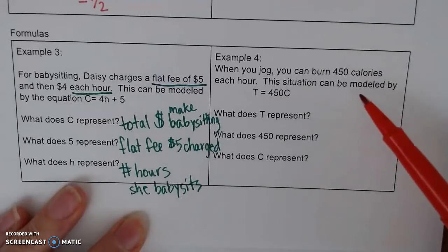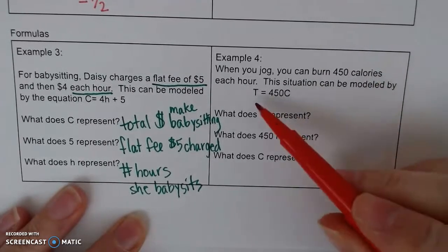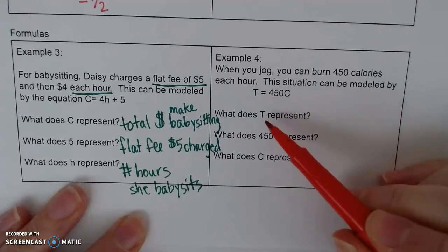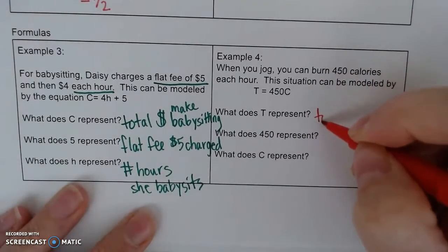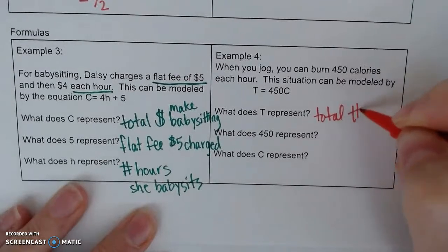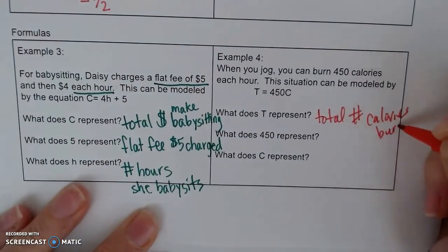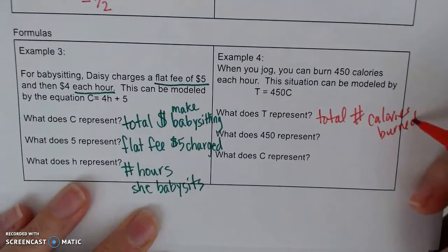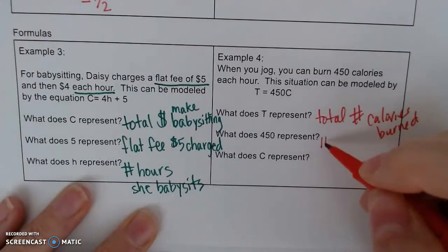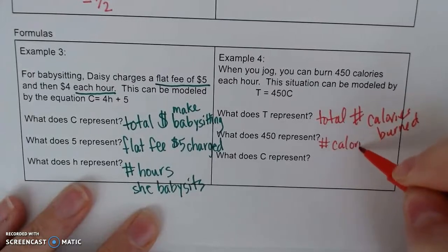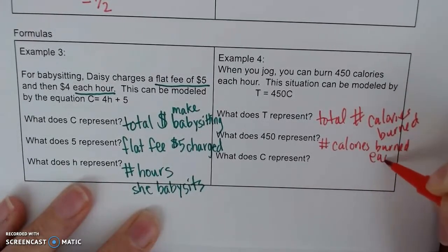When you jog, you can burn 450 calories each hour. This situation can be modeled by T equals 450C. So what would T represent? Well, T stands for your total number of calories burned. What does the 450 represent? Well, that represents the number of calories burned each hour.